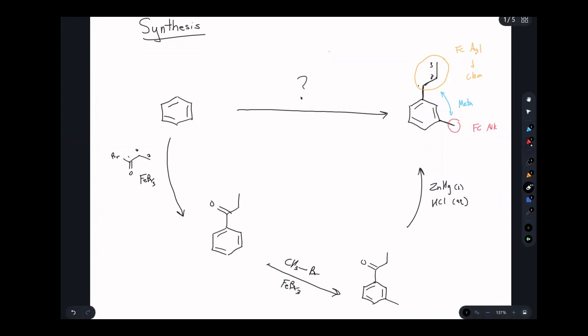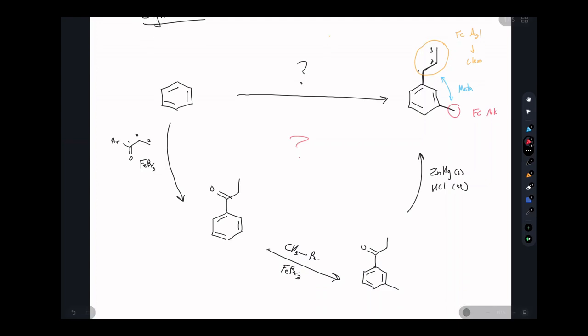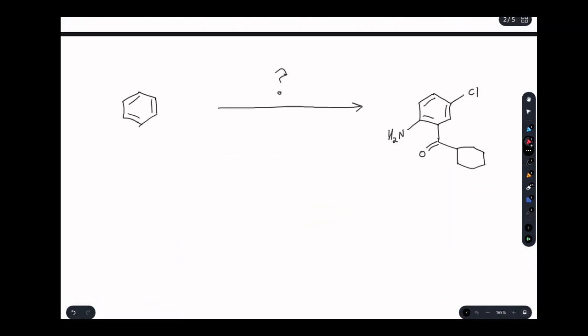I'm not aware of any other strategy to make this, but if you found one, good for you. Just make sure that the ortho and para-directing groups and meta-directing groups all make sense. So that's the first synthesis problem. Let's take a look at the second.